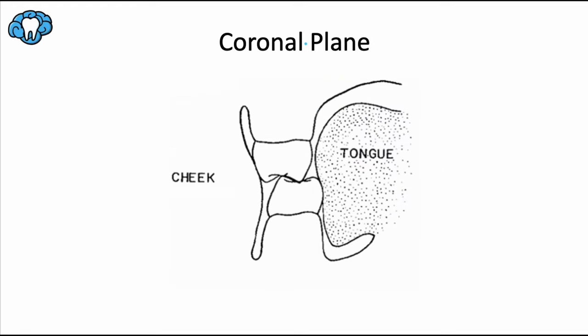So let's start with the coronal plane, and this is a coronal slice through the back of the patient's mouth, showing just one half of the mouth, of course. This is the cheek out here. We have the buccal or facial surfaces of the molars, and then the tongue is in here. And then we have the lingual surfaces of the molars. By the way, this is identical to the other diagram that we saw earlier in some of the molar videos we did in this series.